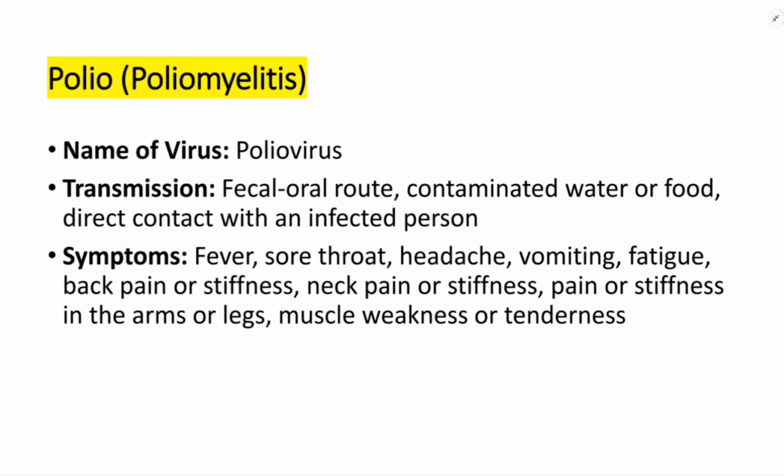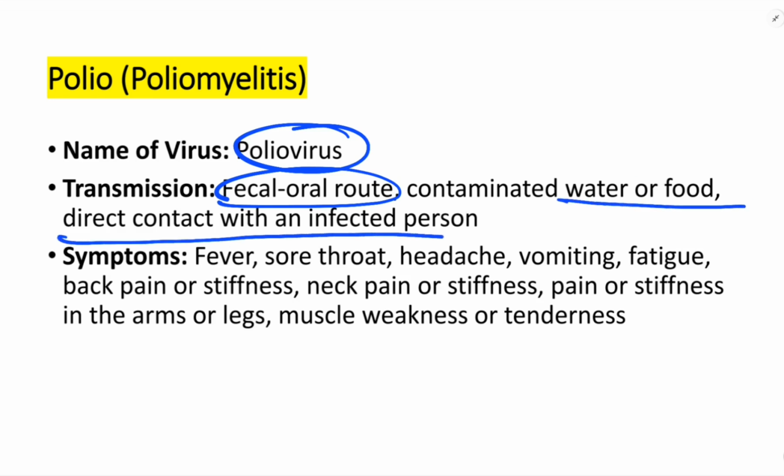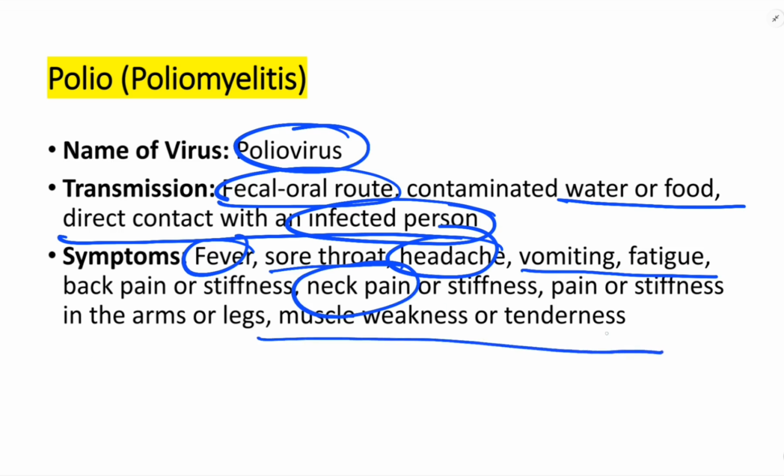Next one, polio. It is caused by the polio virus. Many of the diseases are called by their virus names. Polio transmits through the fecal-oral route, contaminated water or food, and direct contact with an infected person. The symptoms are fever, sore throat, headache, vomiting, fatigue, neck pain, and muscle weakness or tenderness.